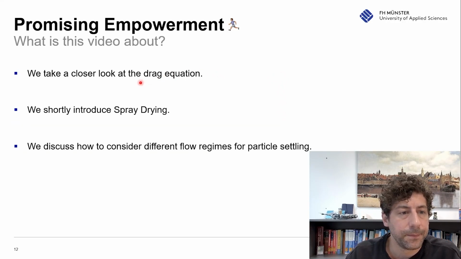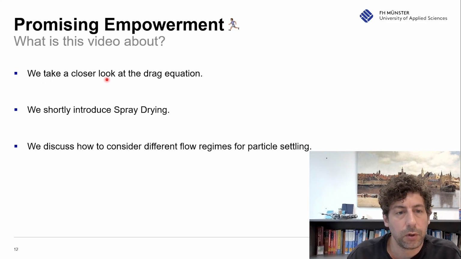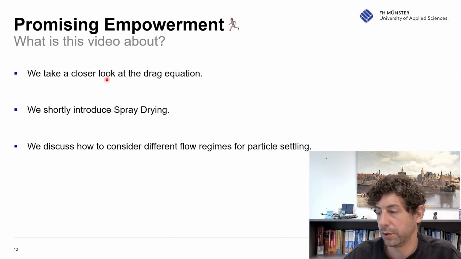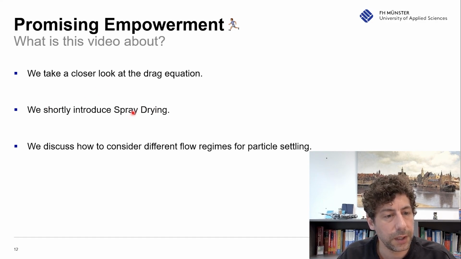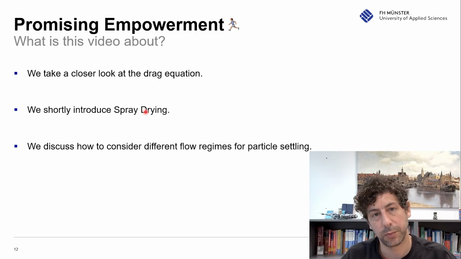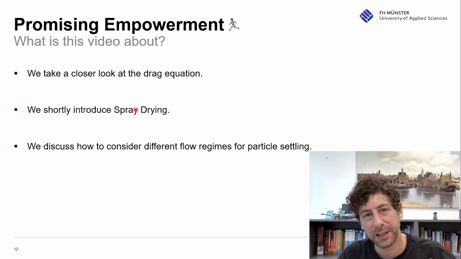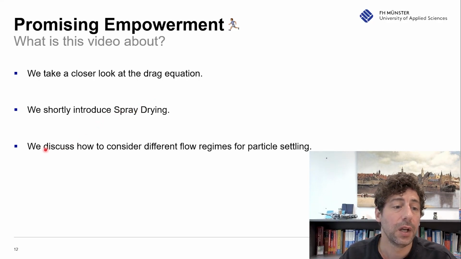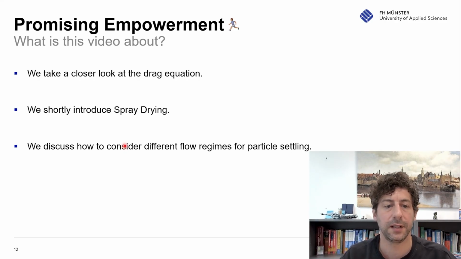And with this I hope you could follow me for the closer look at the drag equation and which is problematic regarding flow regimes. Then we shortly talked about spray drying and why spray drying is a nice tool and why it's also important for the point I want to make in this video, because we're in intermediate flow regimes. And then we discussed how we consider these flow regimes for particle settling by introducing the Archimedes and the omega number.